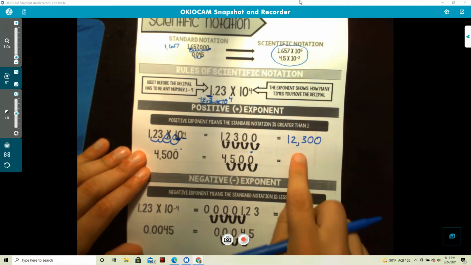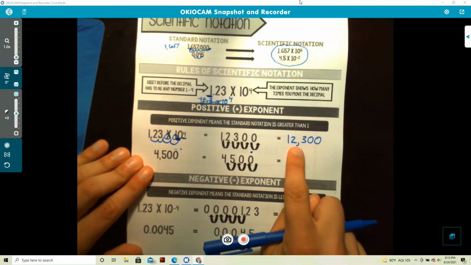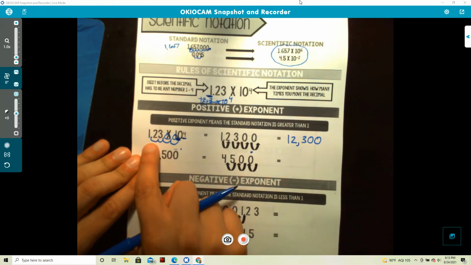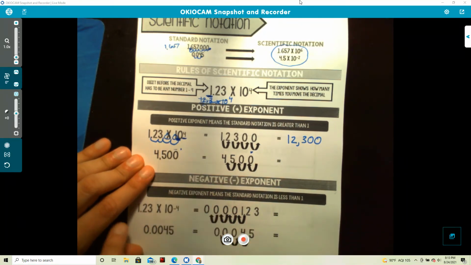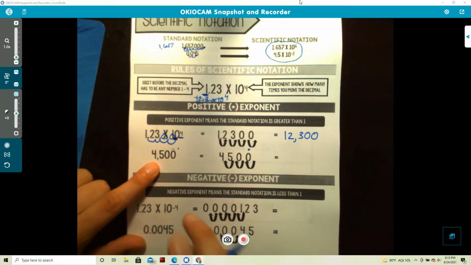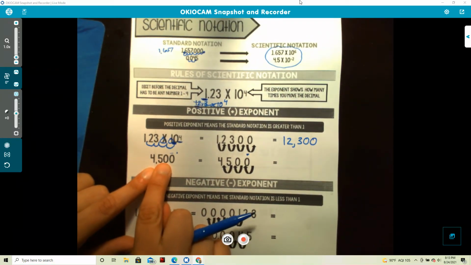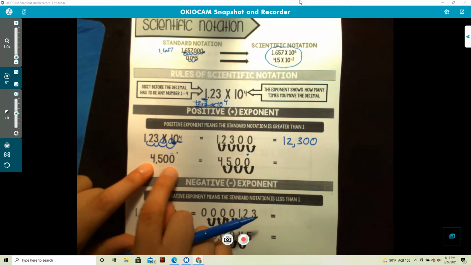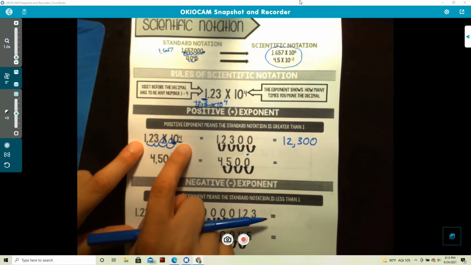It's a comma, by the way. So 12,300 is the same as 1.23 times 10 to the 4th power. All right, so here's another example. This time, this is in standard notation. So make sure you're able to identify a number in standard notation, which is the numbers we're normally used to, and scientific notation.